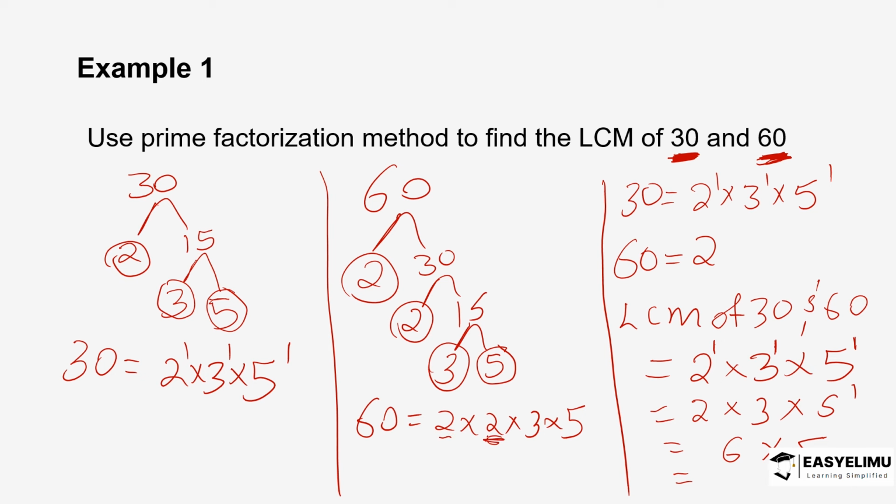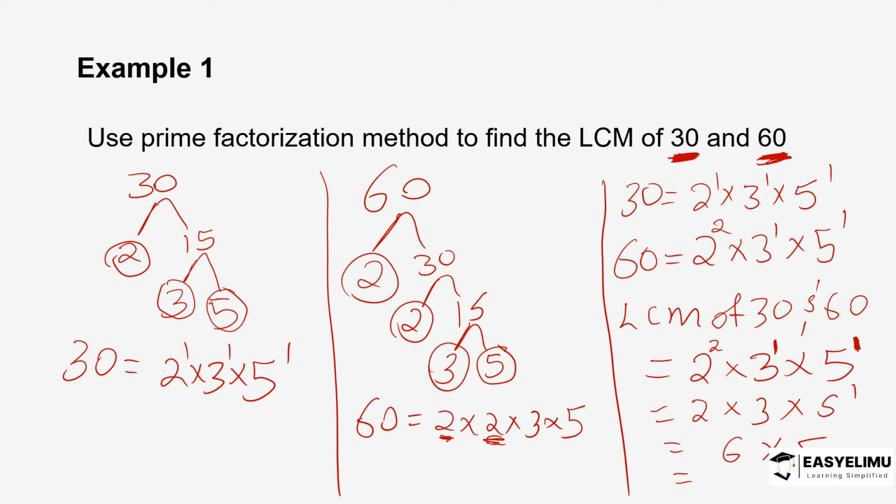2 is appearing twice, so 2 is supposed to be power 2. But then 3 is power 1, and then 5 is power 1. That is when you are writing 60 as a product of prime factors. You see 2 appearing twice, so it's 2 power 2, 3 power 1, and 5 power 1. So when it comes to finding the LCM, the highest power of 2 is 2, so that is what you pick. And then 3 remains power 1, and 5 is power 1. So the highest power of 2 is 2, the highest power of 3 is 1, and the highest power of 5 is 1.